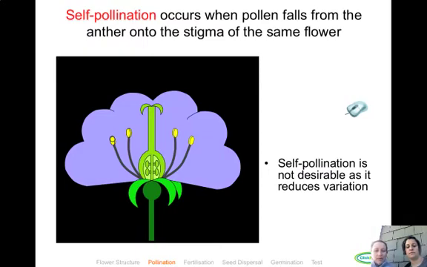Okay, so remember I was saying that plants can either self-pollinate or pollinate from one flower to another. Self-pollination occurs when pollen falls from the anther onto the stigma of the same flower. So it's going to look a little bit like this. There's the anther from the male part, and then it goes into the stigma of the female part. Now, self-pollination is not necessarily desirable as it reduces genetic variation.